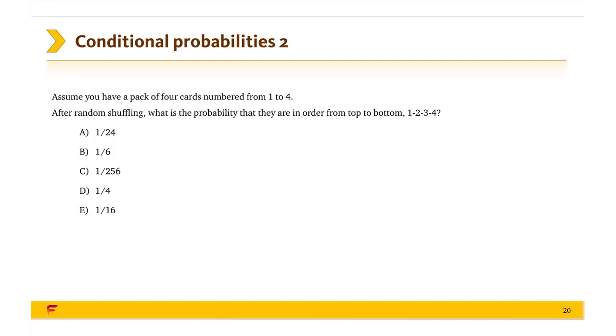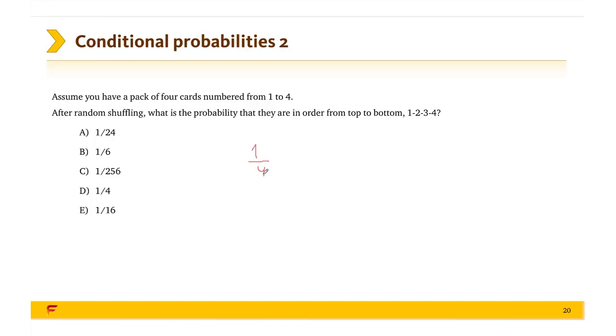Once again, we have a pack of 4 cards with numbers 1 to 4. We need to find the probability that they are in order from top to bottom, 1, 2, 3, 4. So the probability that the first card lands on the first spot is 1/4.